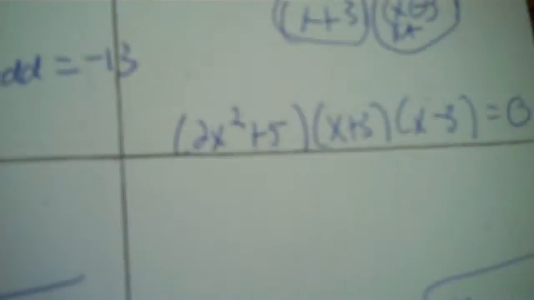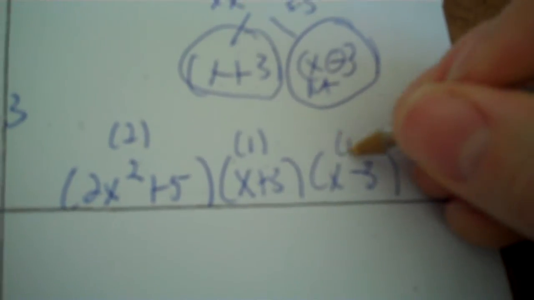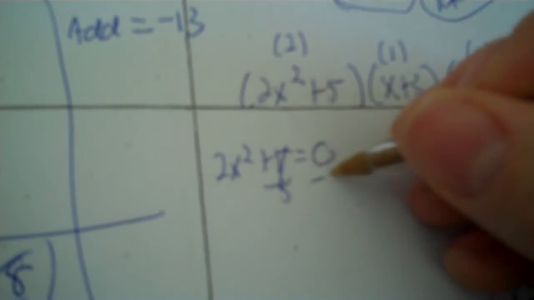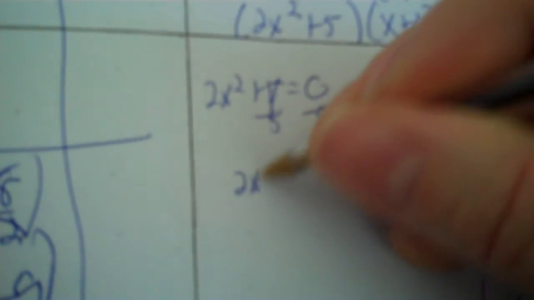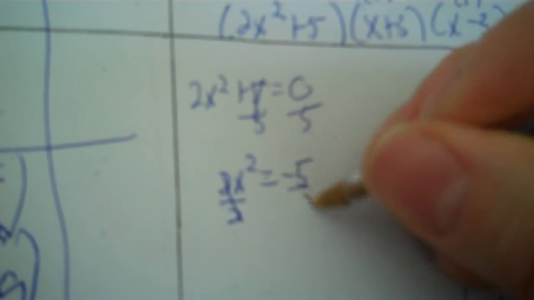Okay, so we have 2x to the second power plus 5. By the way, 2 answers come from there because the x is to the second. 1 answer from here, 1 answer from there. So that'll make 4 total answers. So 2x to the second power plus 5 equals 0. So I minus 5, and I get negative 5. Then I divide by 2.